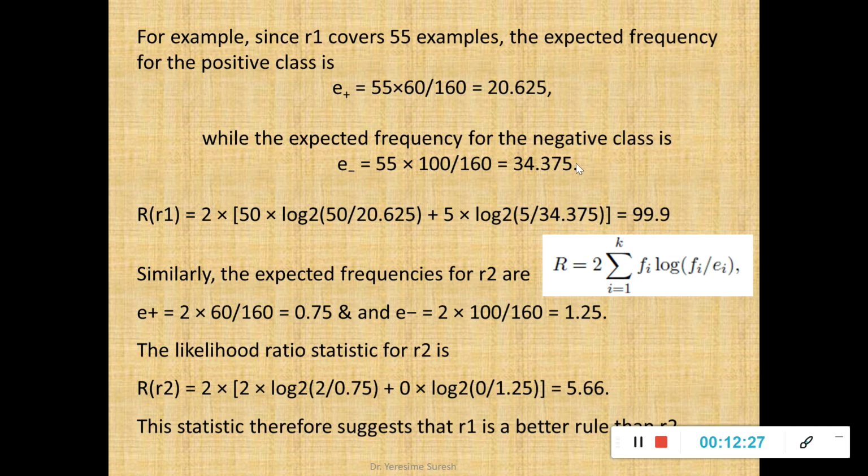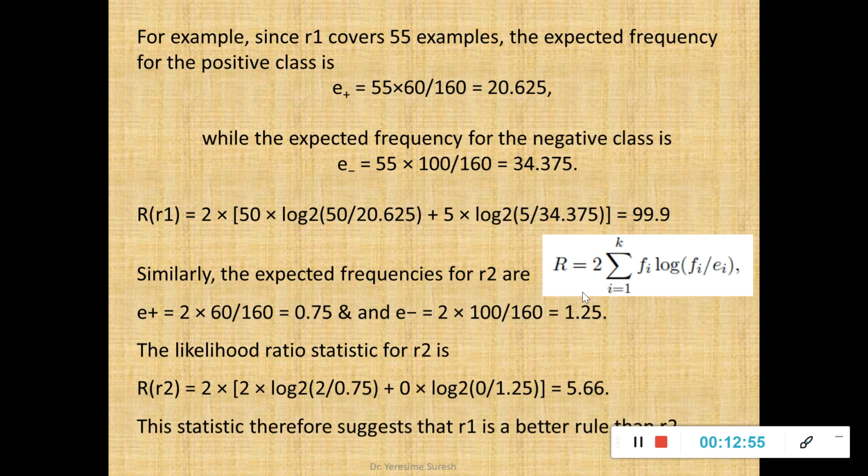Now feed these values, the expected frequency as well as the observed frequency. Observed frequency for positive is 50 and for negative with respect to your samples is 5, 50 and 5. So total number of examples is 55. Please recollect this. With respect to positive instances, the observed frequency is 50 because it is covering 50 examples. Negative examples, it is covering 5 examples. So that is the formula.